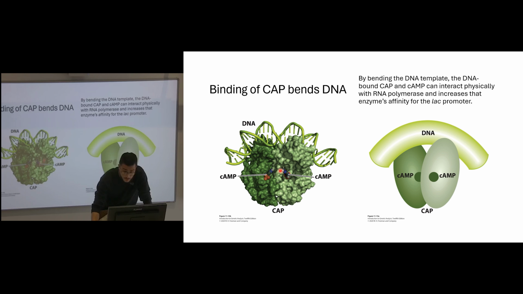When cAMP binds, it will change the conformation of the CAP protein, and then that will bend the DNA in a way, okay? By bending the DNA, it will bring RNA polymerase closer to it and improve its interaction with it, which will improve its ability to transcribe the lac operon. Okay. Do you have any questions? Easy? Good.